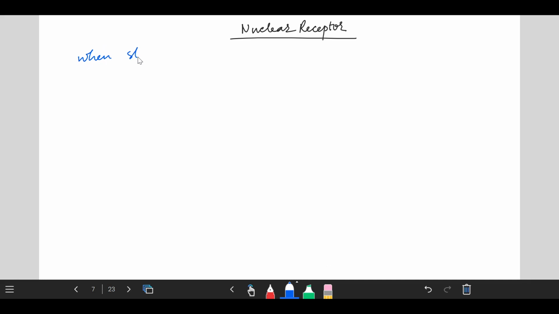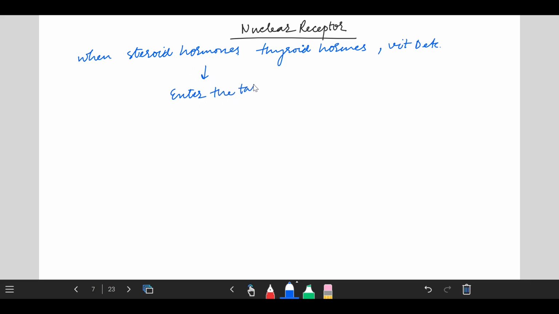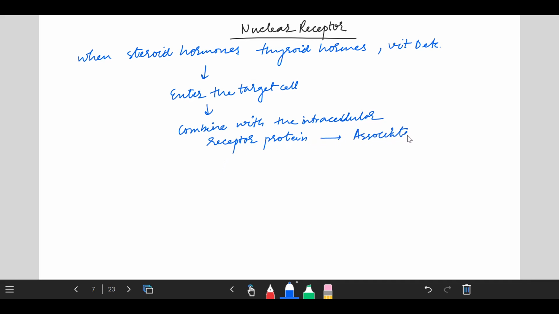When steroid hormones, thyroid hormones, vitamin D, these kinds of molecules enter the target cell, they combine with the intracellular receptor protein. And this receptor protein is associated with the nuclear chromatin or DNA, which will then activate or inhibit the transcription of the nearby gene.